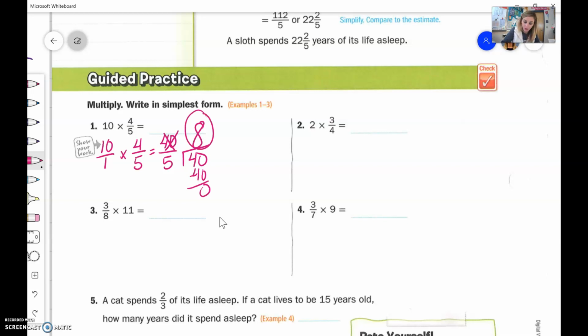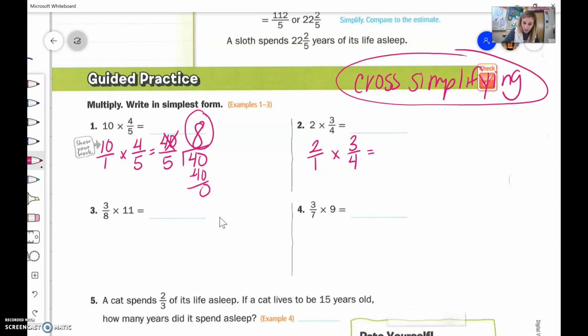Okay, again, starting with a whole number. So put the whole number over 1 times 3/4. And this is where I'm going to teach you this new thing called cross-simplifying. Okay, this is awesome. You're going to look diagonally. So I'm going to look at the 2 and the 4. Is there a number that I can divide 2 and 4 by? Yeah, I can divide each of those by 2. So 2 divided by 2 is 1, and 4 divided by 2 is 2.